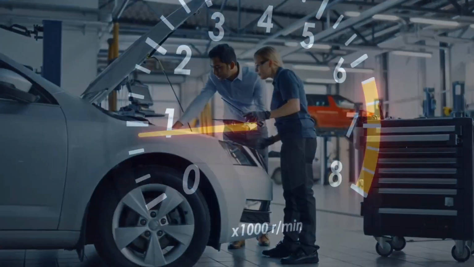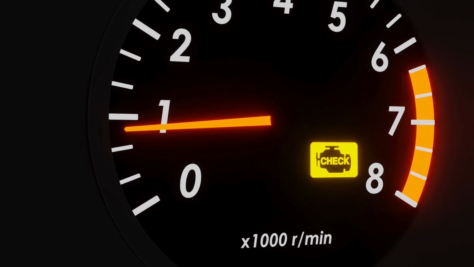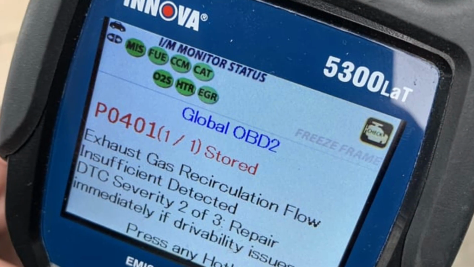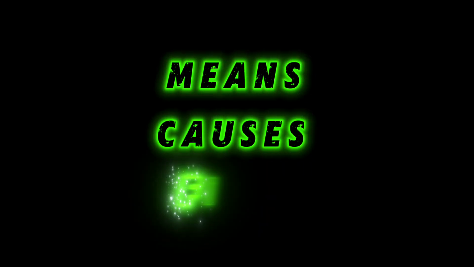Running smoothly. Today, we're talking about a common trouble code that can light up your check engine light: P0401, EGR flow insufficient detected. What does it mean? What causes it? And how do you fix it?